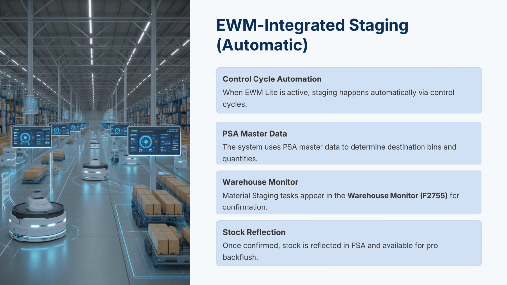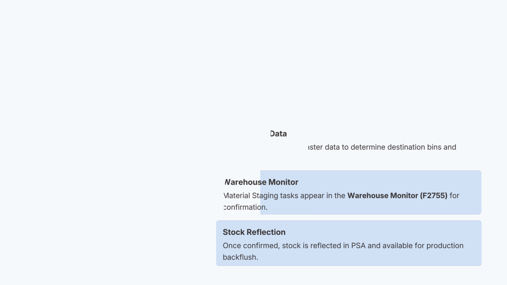EWM integrated staging, automatic. With EWM Lite integration, staging can be fully automated. When the production order is released, the system generates staging tasks visible in the warehouse monitor F2755. Warehouse staff confirm these tasks via Fiori or handheld devices. Once confirmed, materials are automatically made available at the PSA, no manual posting required.